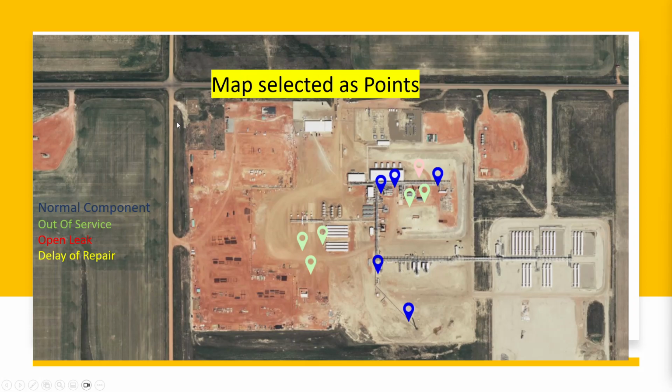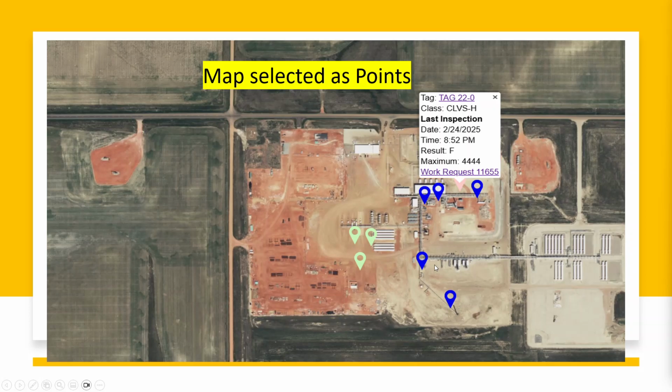So this is kind of what happens when you go under components and you select a group of components, you right click on those components and you map selected as points. This is kind of what comes up and shows you, and these are the different categories. Normal is the blue, out of service is the green, red is the open leakers. I don't have it on here, but the delay of repair is yellow. So you can actually see, color coded over your facility, where all your leakers are, where all your DORs are, things like that. So that's pretty helpful. Now, when you click on it, you can actually go to the tag number itself, or you can open up the work requests.